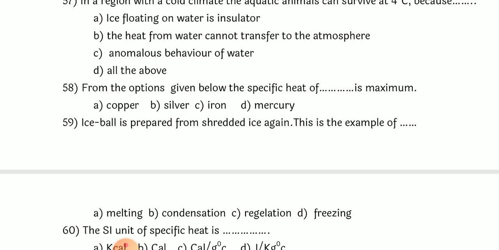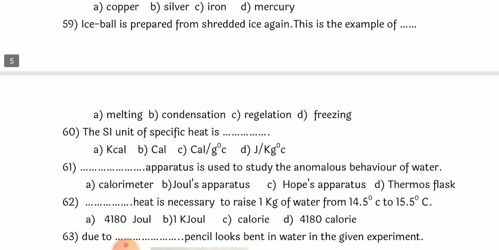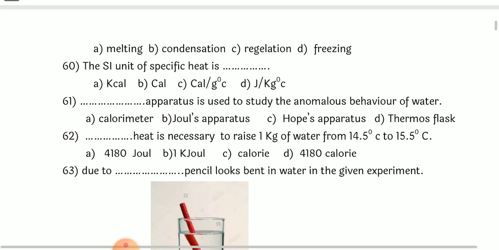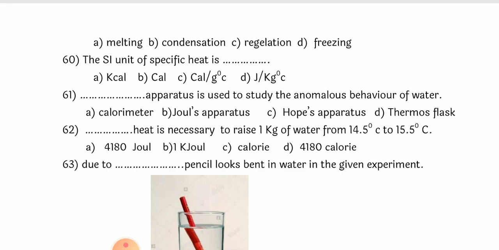59, an ice ball is prepared from shredded ice. Again, this is the example of regelation, that is option C. 60, the SI unit of specific heat. It is the SI unit, so it should be joule per kg degree Celsius. If the CGS unit is asked, then it will be calorie per gram degree Celsius, here joule per kg degree Celsius.